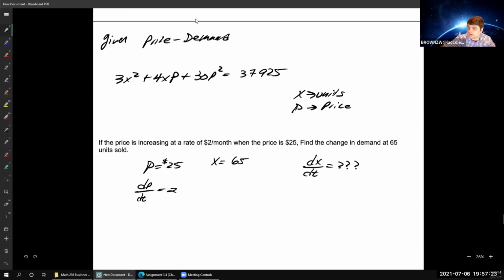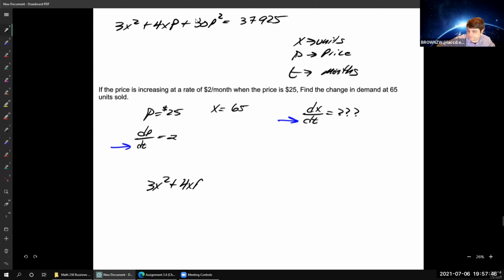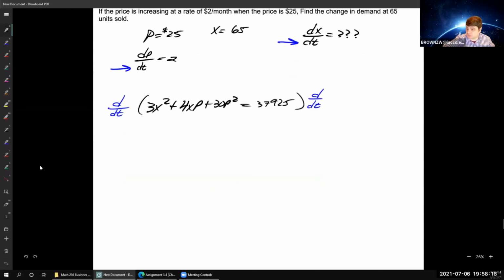Okay, so here are kind of all the variables we have set up. The thing we're looking for here is change in demand. So we want to take a derivative with respect to t. And we've also implied here that t is in terms of months. So first thing I'm going to do is just take my equation, 37,925, and we are going to take a derivative with respect to time, d dt. So once again, none of these variables have a t in there. So for each one of them, we're going to have this chain rule.